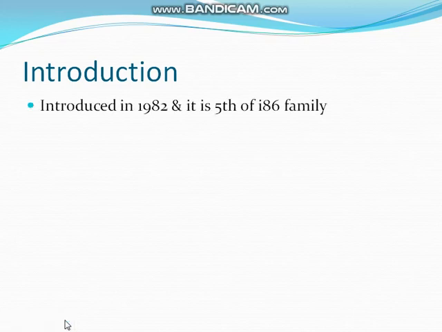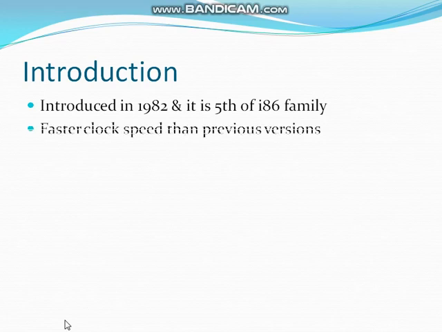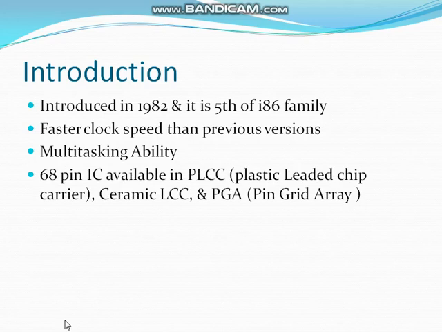Introduction. 80286 was introduced in 1982 and it is the fifth among the Intel 86 family. It has a much faster clock than the previous version. We can say that it is 6 times faster than the previous one. It has multitasking and multi-user ability.